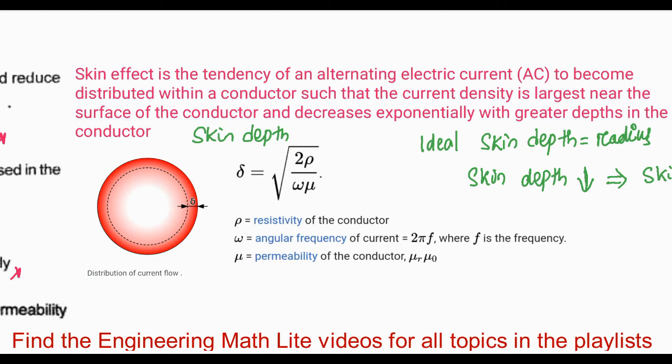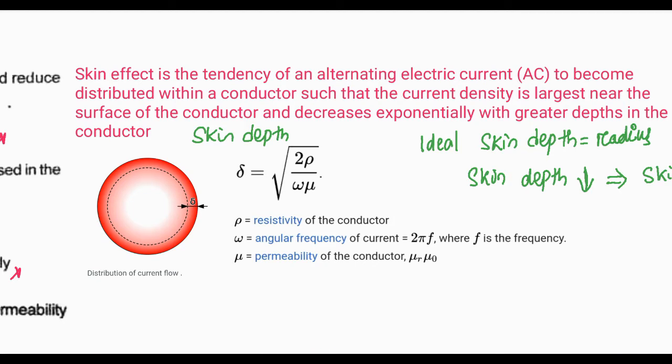Now suppose this one is the cross section of a circular conductor, where current density is shown like the depth of red color here. So here current density is maximum, whereas at the center current density is minimum. So this is called the skin effect.